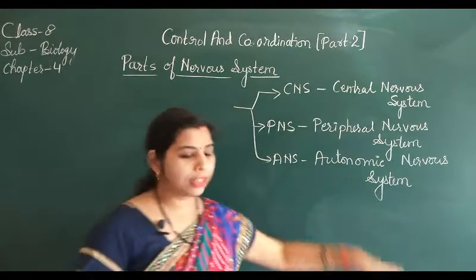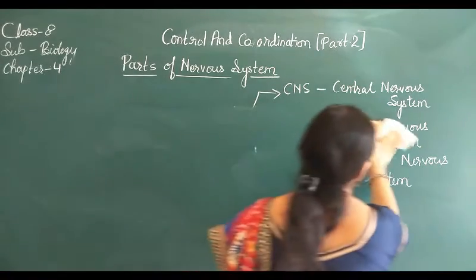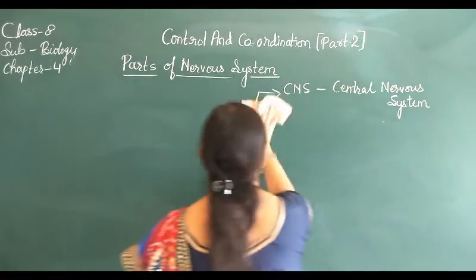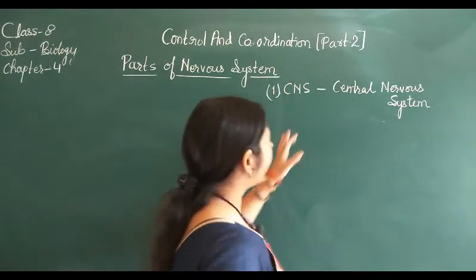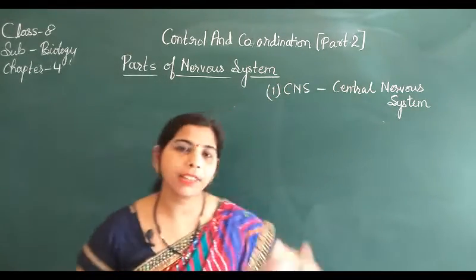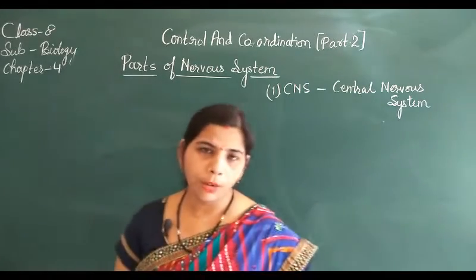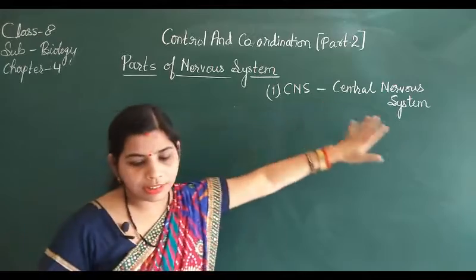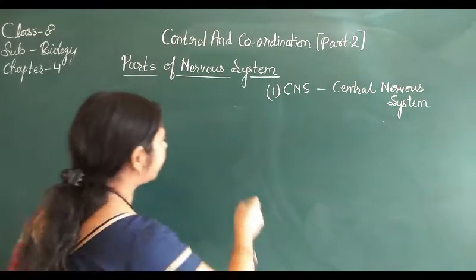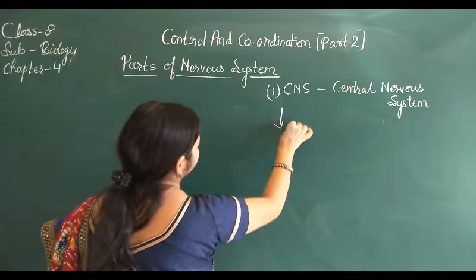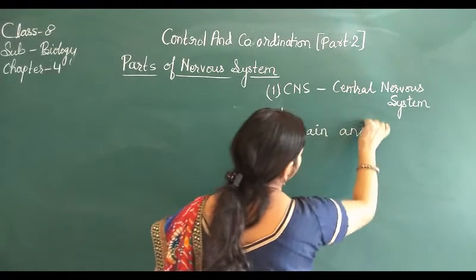So let's start with the first type of nervous system, the central nervous system. As it is the central nervous system, it is the main nervous system and it is going to control and coordinate the maximum things inside the body. The brain and the spinal cord completely make up the central nervous system. Brain and spinal cord.